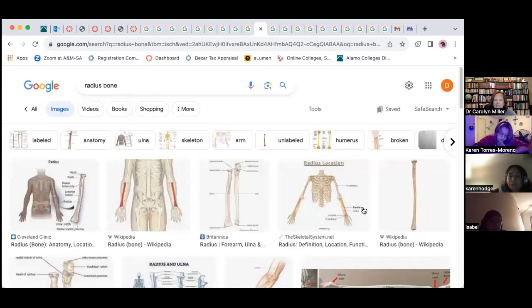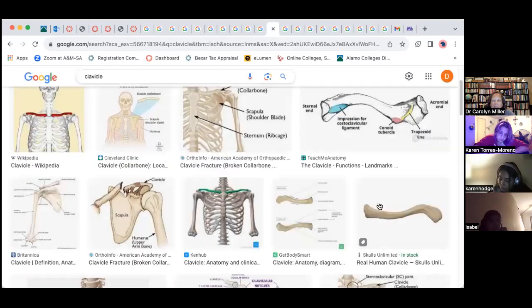Here's the radius. And I said that distinct lip, which is the proximal end or the head of the radius. So this is the radius, that distinct ring. This is the radius. This is a collar. I'm sorry, do not put collar on the exam. This is the clavicle. And it's kind of like, here's where it goes to the sternum. So this is the clavicle.